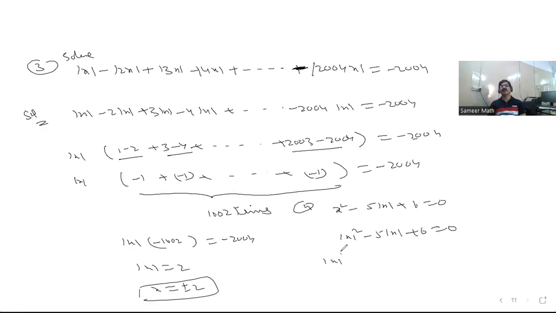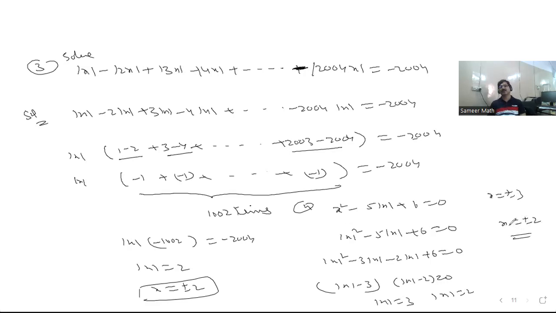Now you can split: mod x squared minus 3 mod x minus 2 mod x plus 6 equal to 0. So mod x minus 3 is 1 factor and mod x minus 2 is the other. So mod x is equal to 3, mod x is equal to 2. X is equal to plus or minus 3 and x is equal to plus or minus 2. This you are going to get now. Right. Intention is very clear, sir. I was giving a few examples of how to solve.